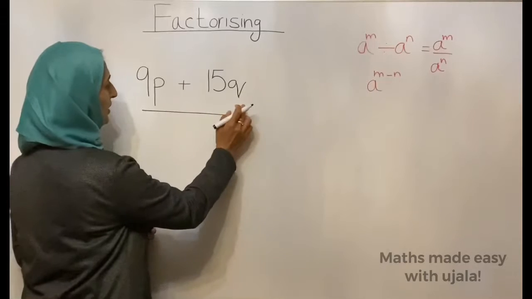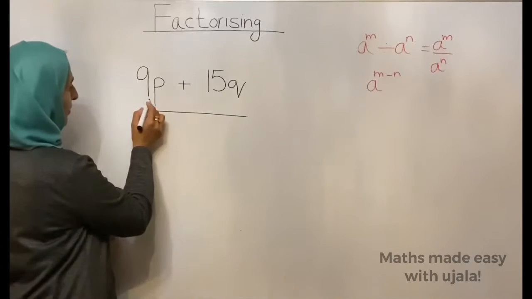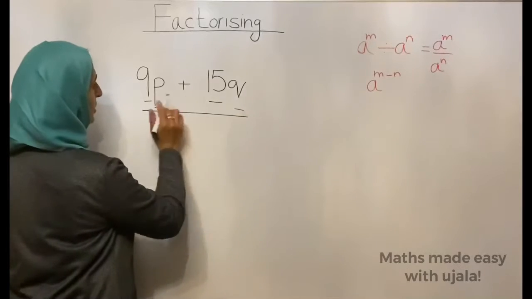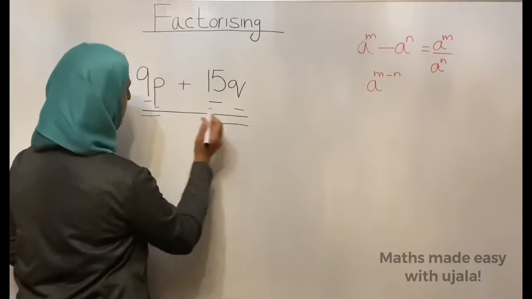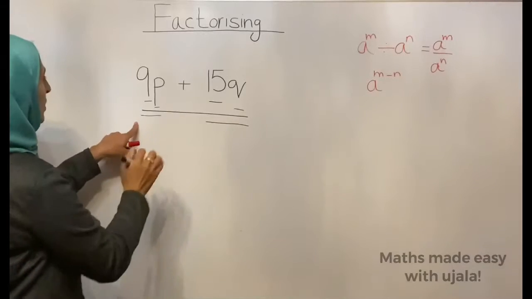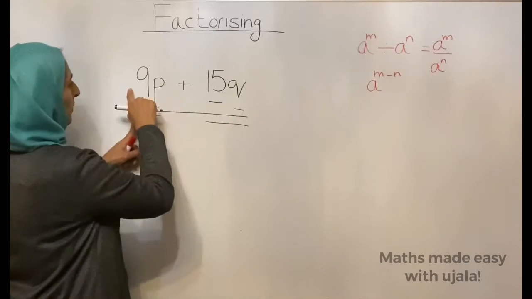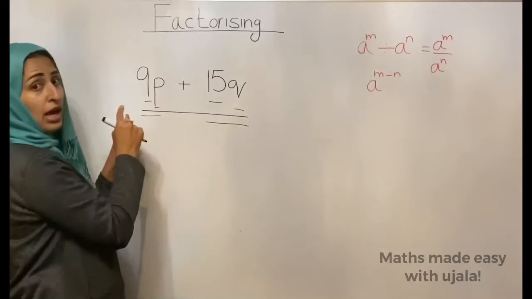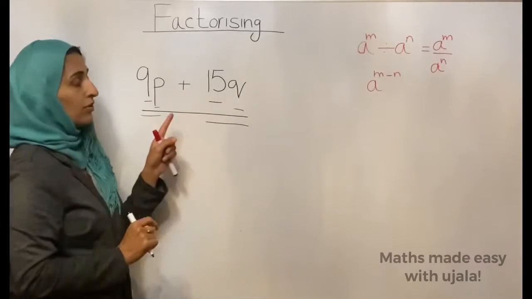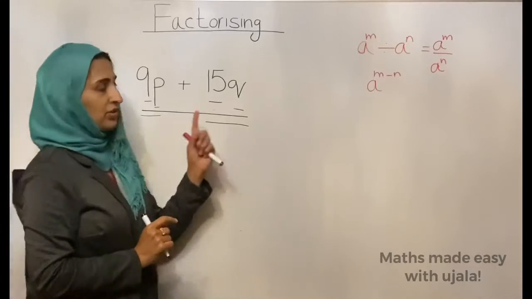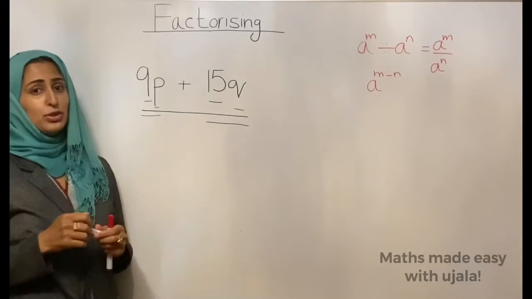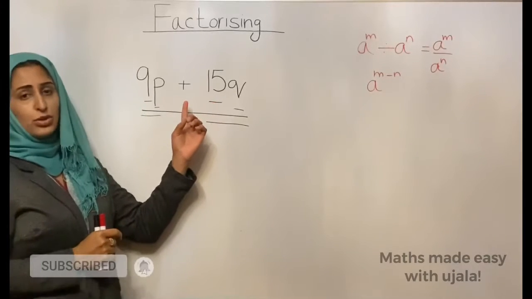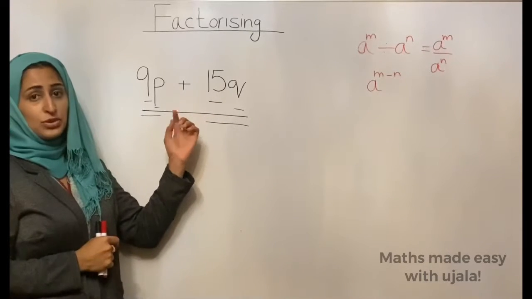9p plus 15q. I've got numbers here, I've got letters here as well. These are the two terms of the equation. In the first term, I'm going to look for the numbers first, and I will take out the highest common factor. For this factorization, your timetable should be very good. So in 9 and 15, the highest common factor is 3.